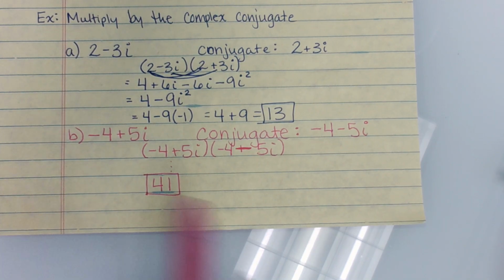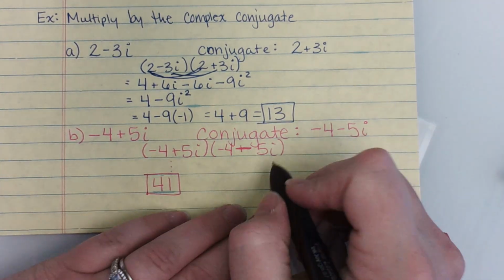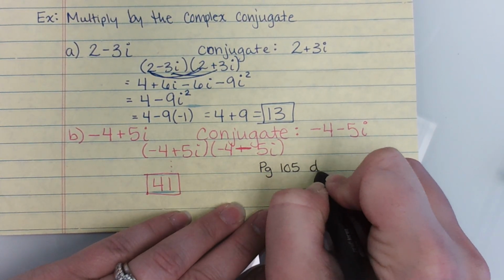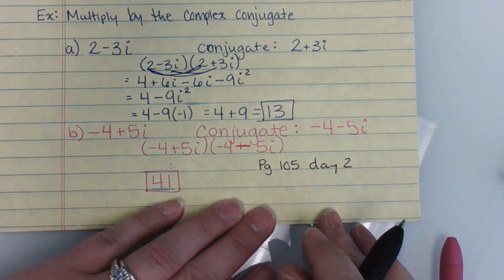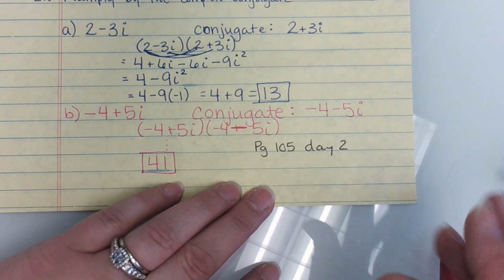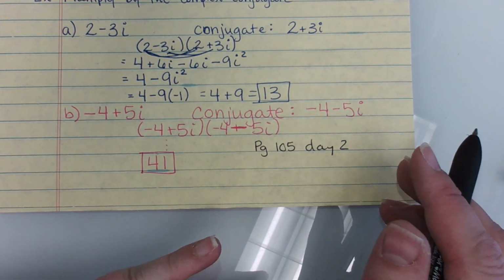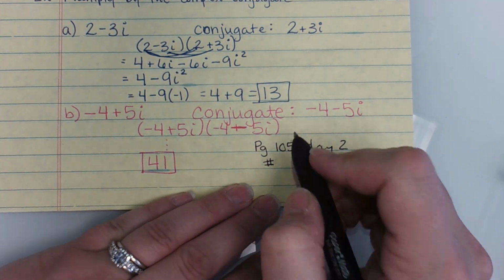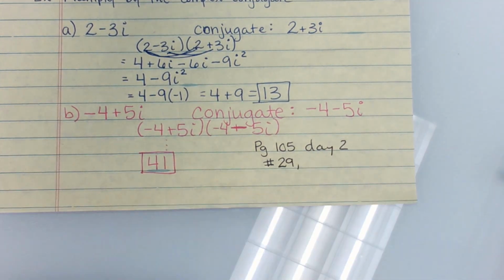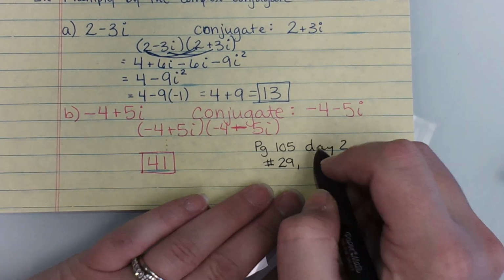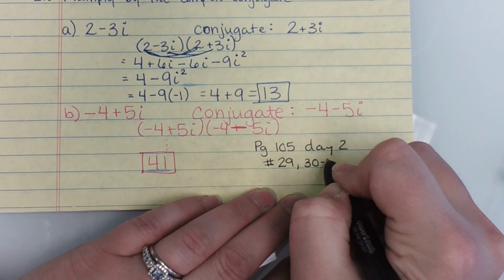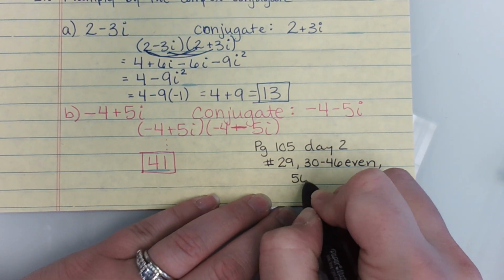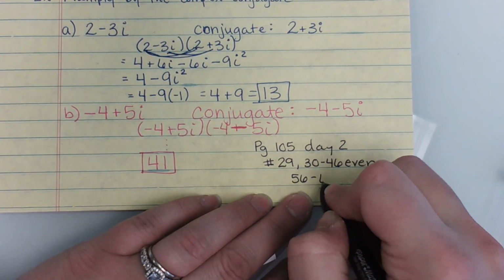Okay, that's it for notes today. We're on page 105 again. No, we were on 95 on Tuesday. That was 2 days ago. 29. 30 through 46 is the evens. And then 56 through 64 is also the evens.